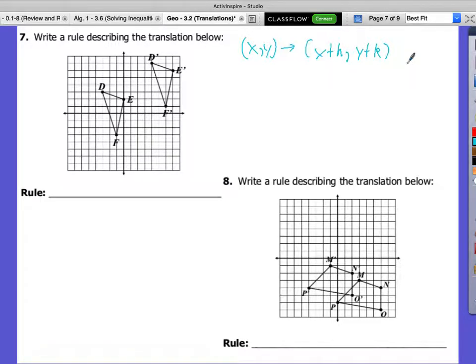So how do we go from regular triangle DEF to the new one, D prime E prime F prime? We have to describe this. Sarah: x comma y yields x plus 7 comma y plus 4. I agree, because if we look at all of our x's, they went over to the right 7. Do we have to put the x, y? Yes, we have to write it in that notation.